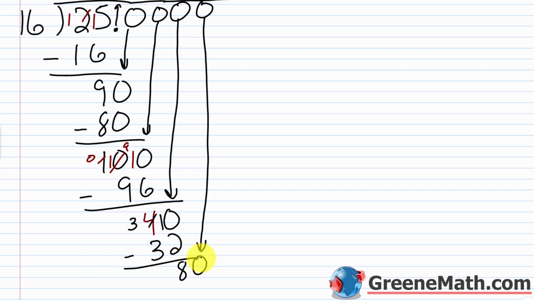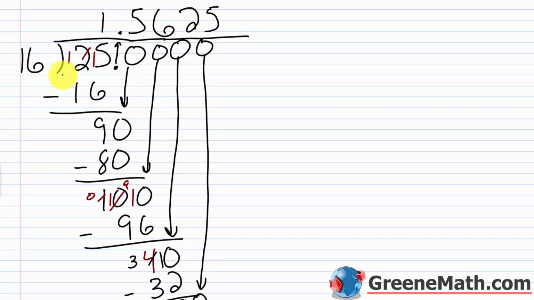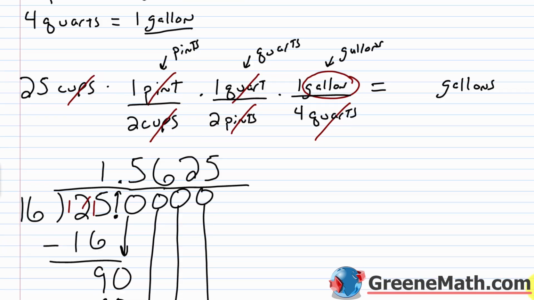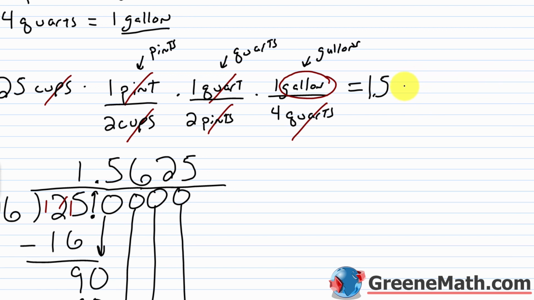Now I have 80. And we know that 16 goes into 80 exactly 5 times. 5 times 16 is 80. Subtract and get 0. So we have our answer of 1.5625. So 1.5, let me scroll over a little bit so I can get some room going. 625, and then gallons.